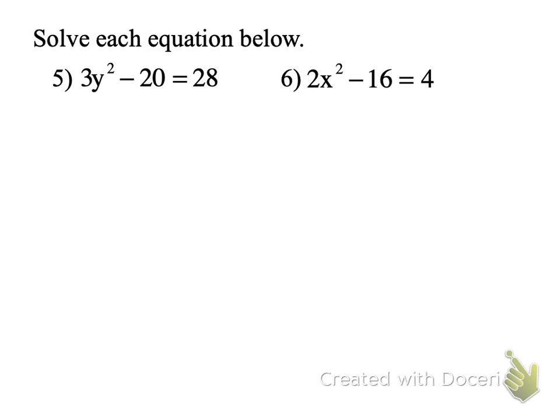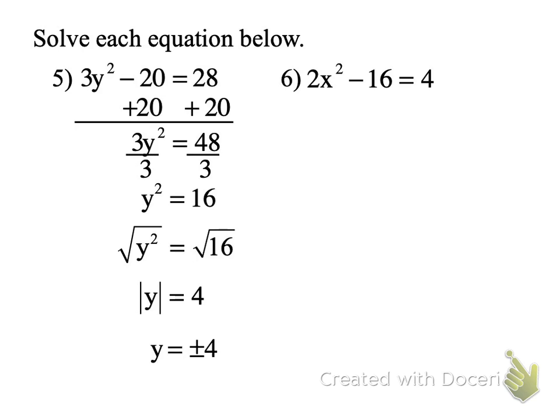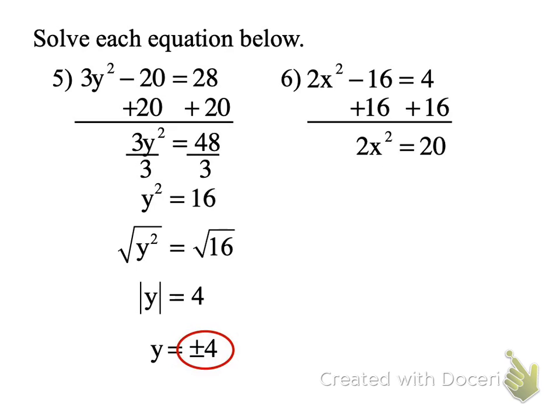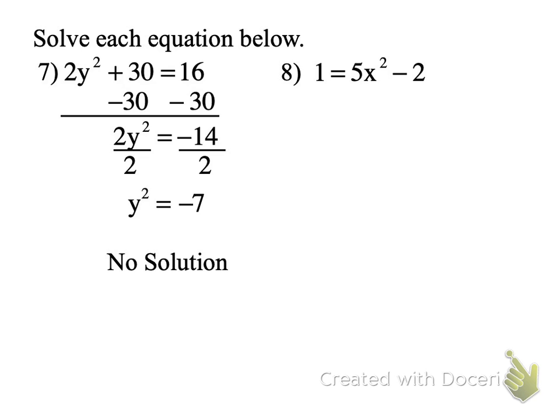If we get something that's not in standard form, we get our quadratic alone. We move everything to one side. We're not going to standard form here. We just move everything to one side. Add 20. Divide by 3, my quadratic is alone. Now I can root both sides. Absolute value of y equals 4, so y is equal to plus or minus 4. You guys remembering all of this? So quick little review. If we end up with a negative and I try and root it, that's where we say no solution.